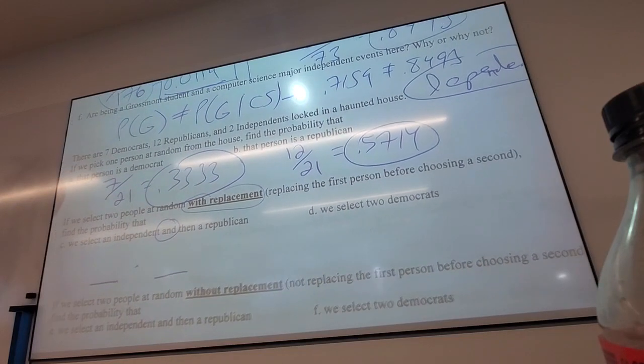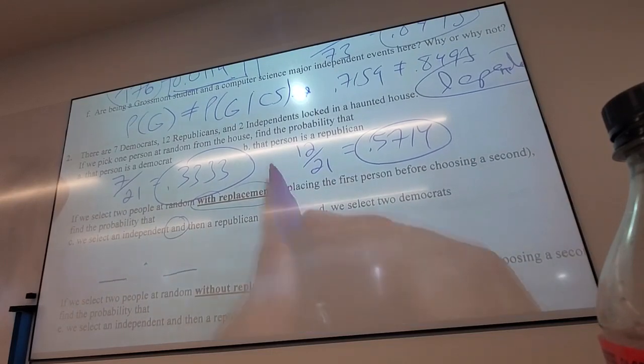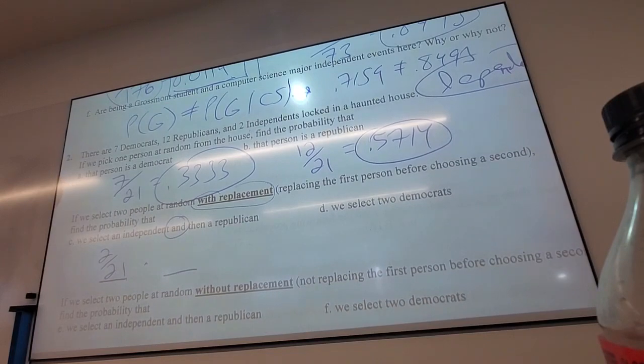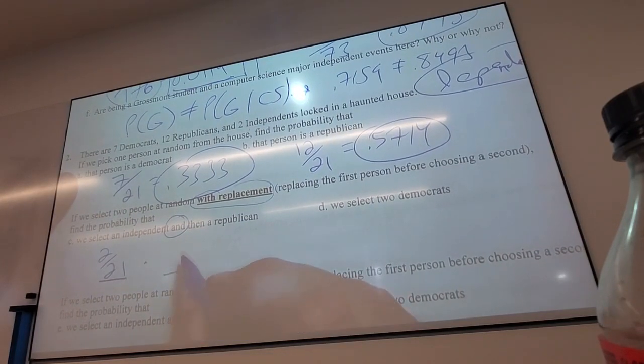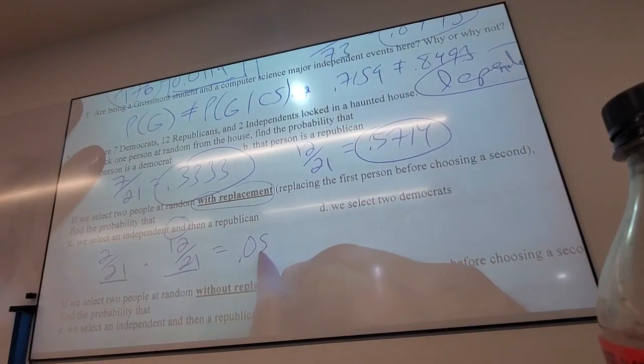So the first one is an independent. What's the probability of that? 2 over 21. Good. 2 independents out of 21 people. They say thank you, and I shove them back in. The next one is a Republican. 12 over 21. 12 out of 21, because I put it back in, so everything resets, right? So what's that? 0.0544. Okay.